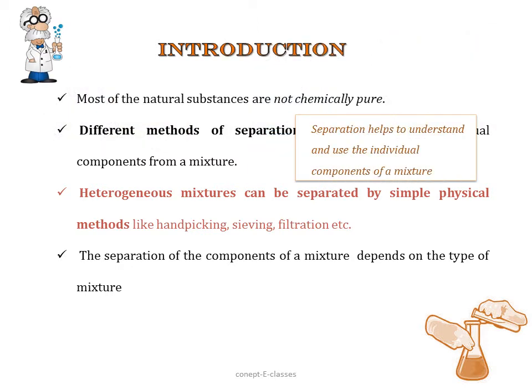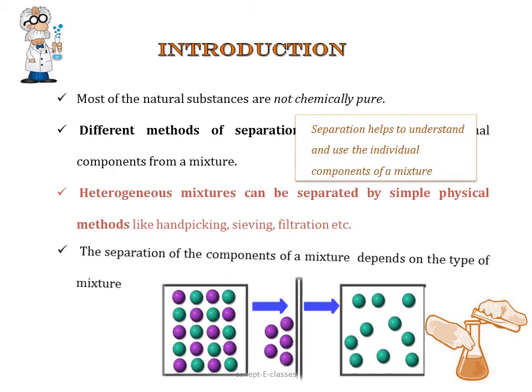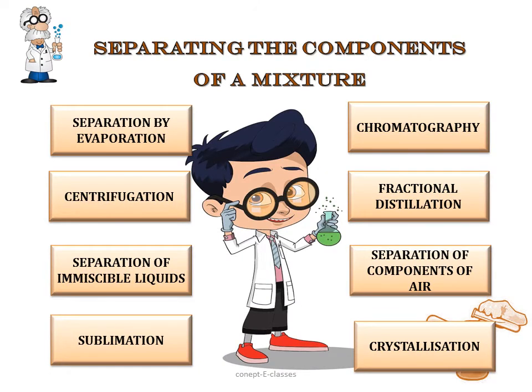Now the separation helps us to understand more about the individual components and how we could use those components as well. The separation of components of a mixture depends on the type of mixture. So let's understand the different methods of separation. The methods are separation by evaporation, centrifugation, separation of immiscible liquids by separating funnel, sublimation, chromatography, fractional distillation, separation of components of air using fractional distillation, and crystallization. So let's understand each of these topics briefly.